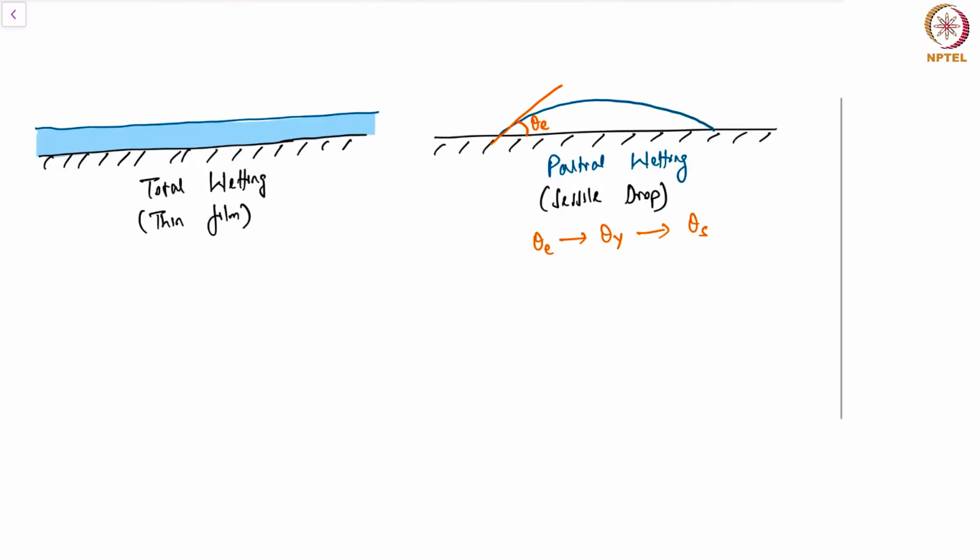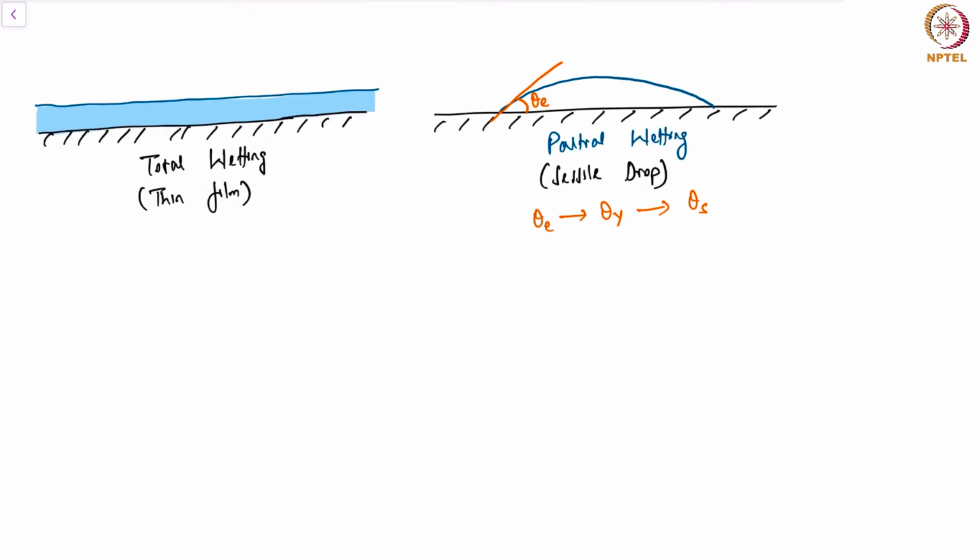Now in general, when we have partial wetting, then if theta e is less than pi by 2, then we refer to the surface as hydrophilic, and if theta e is greater than pi by 2, then we refer to the surface as hydrophobic. Now note that we are using the words hydrophilic and hydrophobic to suggest that the liquid is water. It need not be the case.